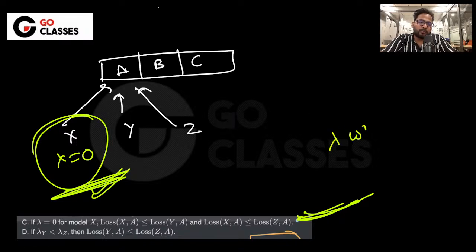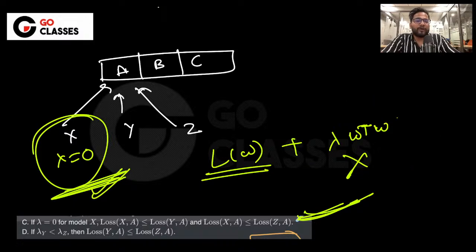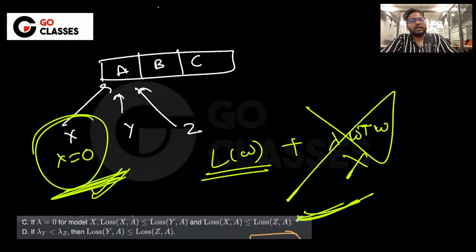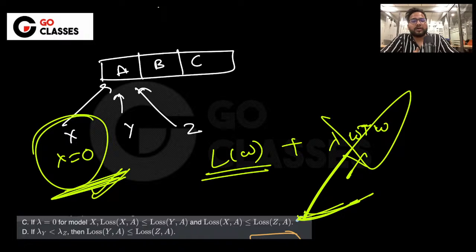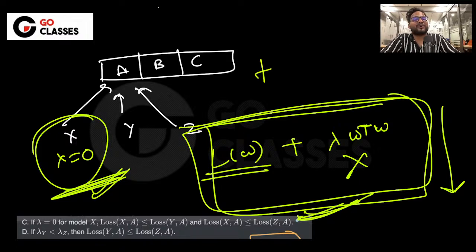Basically, the term lambda times W transpose W is not there for X, right? There will be a loss, maybe mean square loss or something, and then there will be a regularization term. But for X, this whole term is not there, so the train loss will be lesser. Because train loss is the regularized one. Test loss is not the regularized one. Test loss is just L(W).